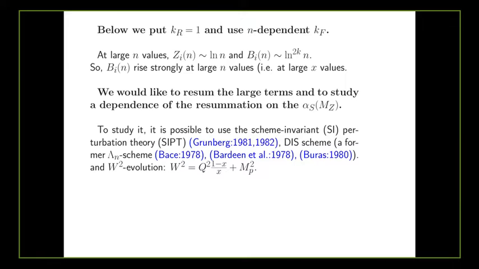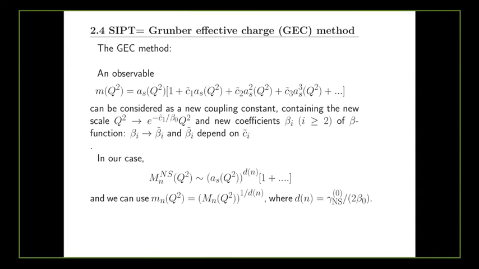It is possible to do this in several ways. For example, from scheme-invariant perturbation theory there are a lot of people and a lot of papers, but we will use the Grunberg approach, some DDS scheme. Before it was the Lambda scheme, very old. There is also something from W squared evolution, so we will kind of replace Q squared by W squared evolution. So next, please.